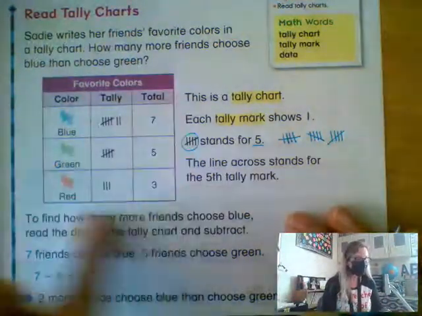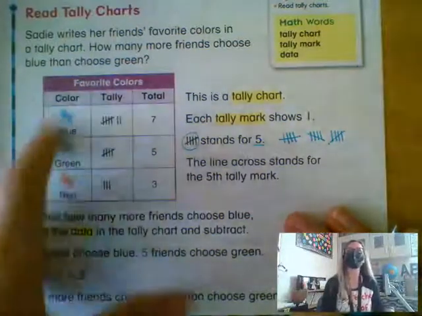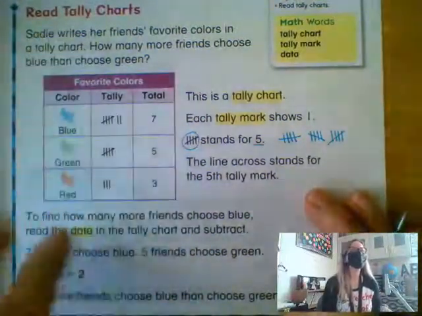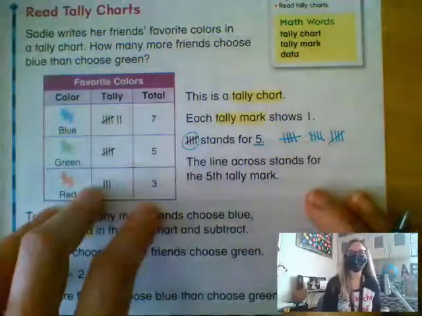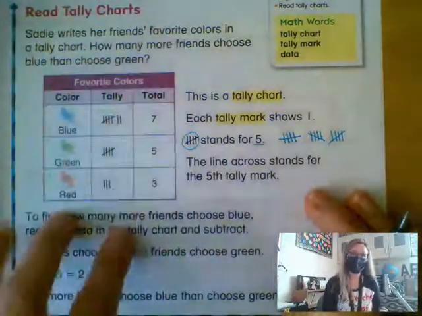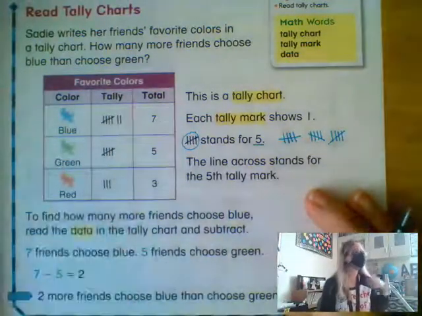So on this chart, Sadie asked her friends, go ahead, Serafina. Sadie asked her friends what their favorite colors were. All of the answers to those questions, that is her data.